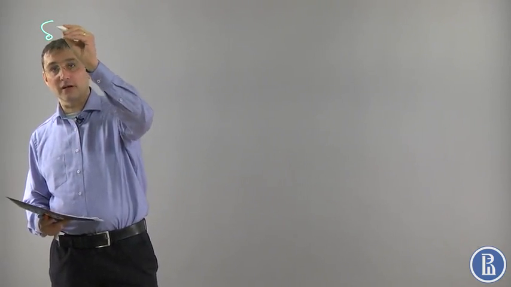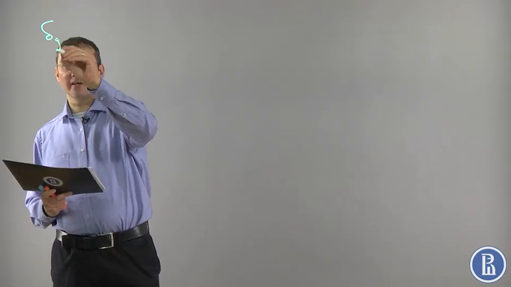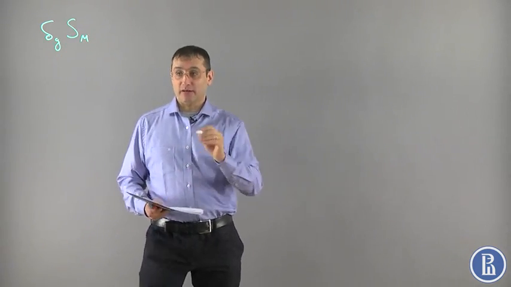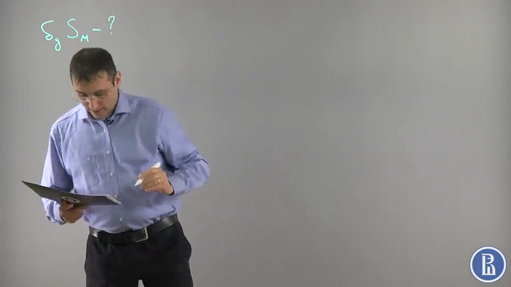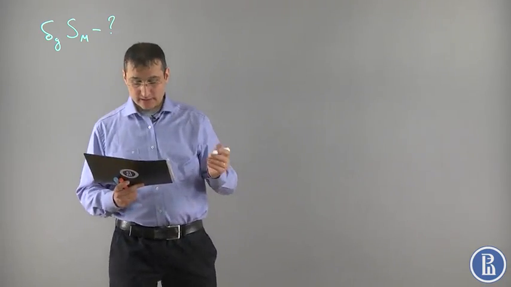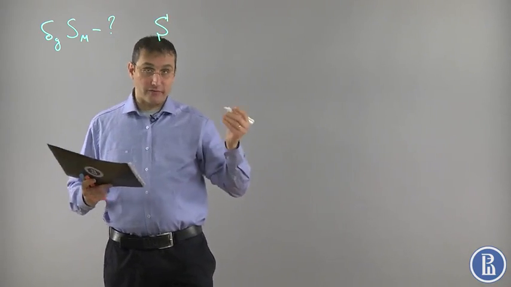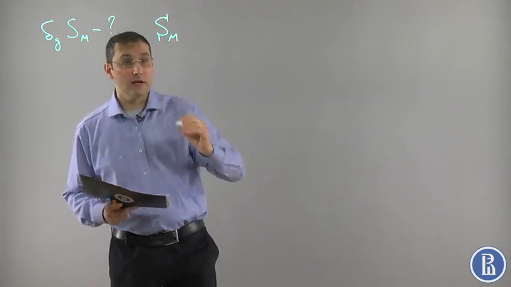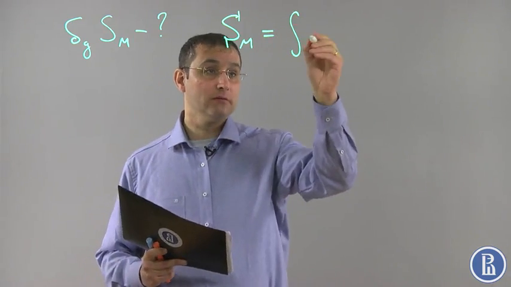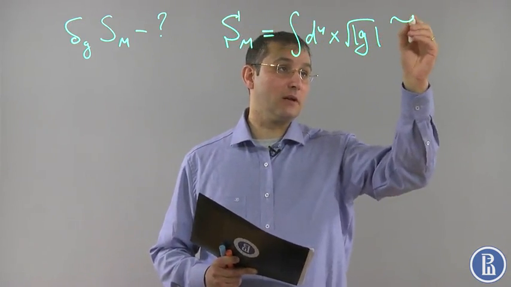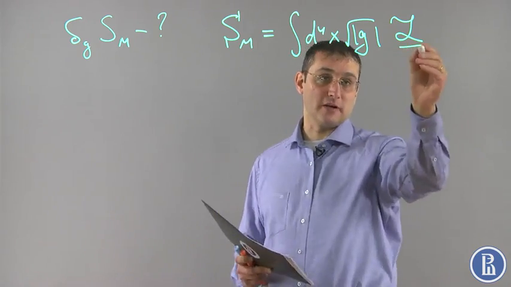So we need to find what remains to be found to derive the Einstein-Hilbert equations of motion. What remains to be found is a variation of the matter action. That's what we need. Let us assume that the matter action, being generally covariant, so invariant under general covariant transformations, is an integral of some Lagrangian density. This is the Lagrangian density.